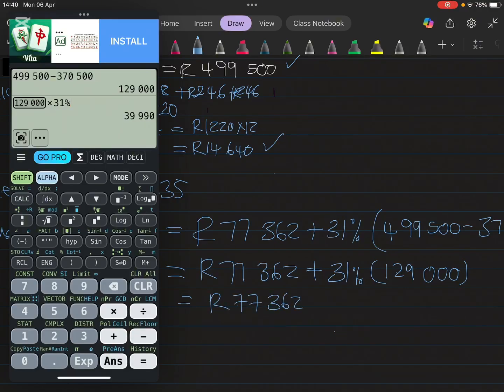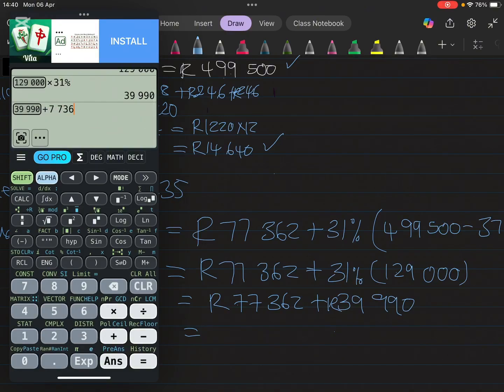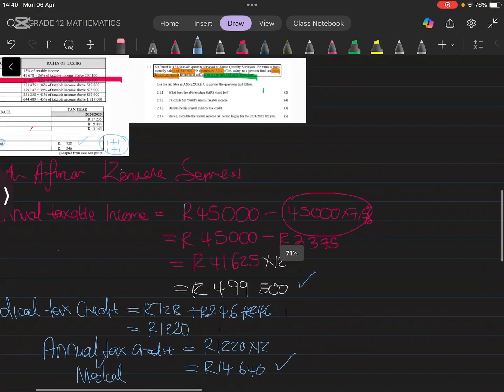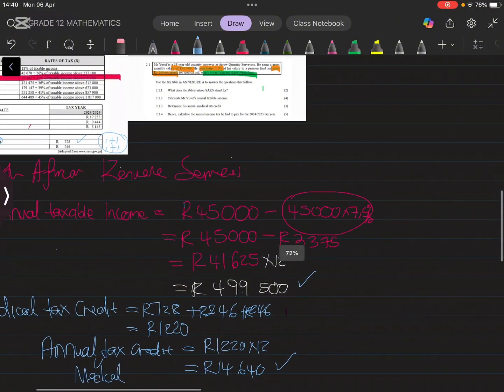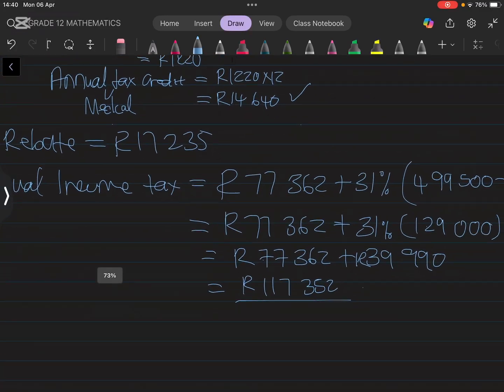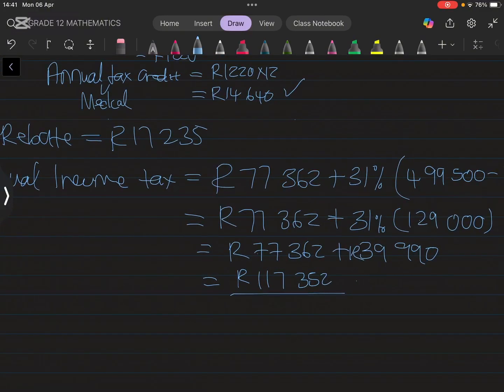Let's check the 31% of 129,000. Multiply by 31%, and that is 39,990. Then we have 77,362 plus 39,990, and that will be 117,352. That is the annual income tax.